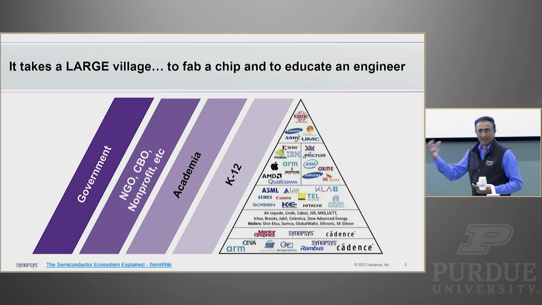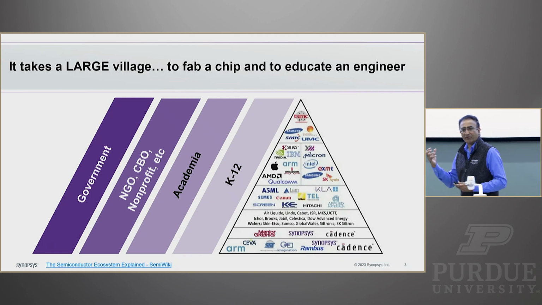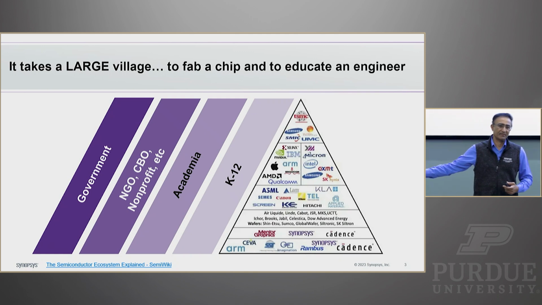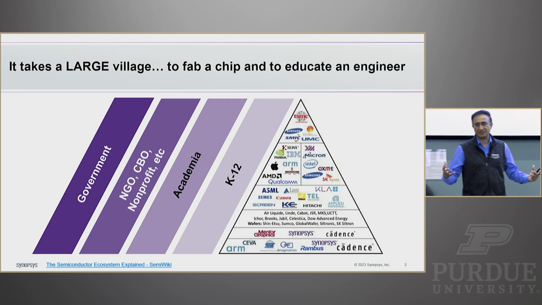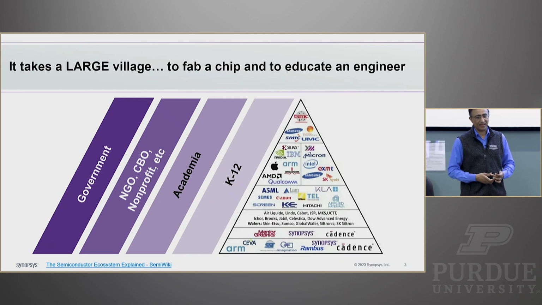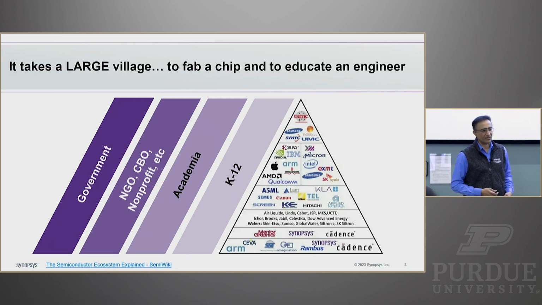You need to have government policies, you need to have programs at the K through 12 level, at the undergrad level, at the graduate level, at the industry partnership level, to be able to do what Purdue is doing today at scale. And so thanks a lot to the Purdue College of Engineering.